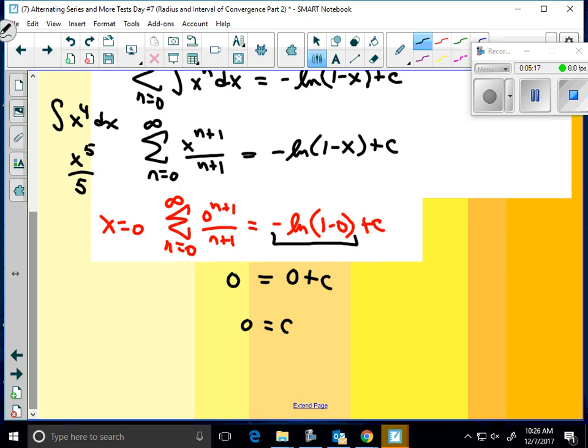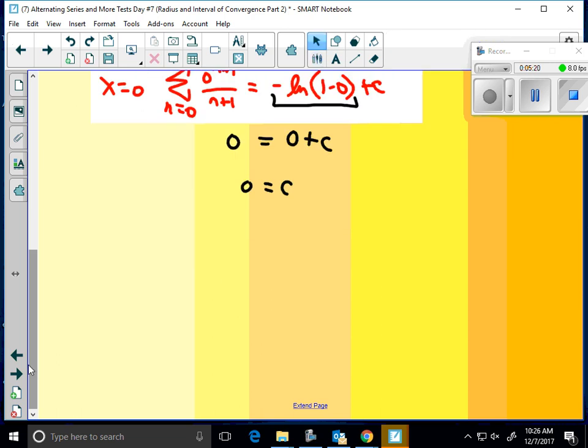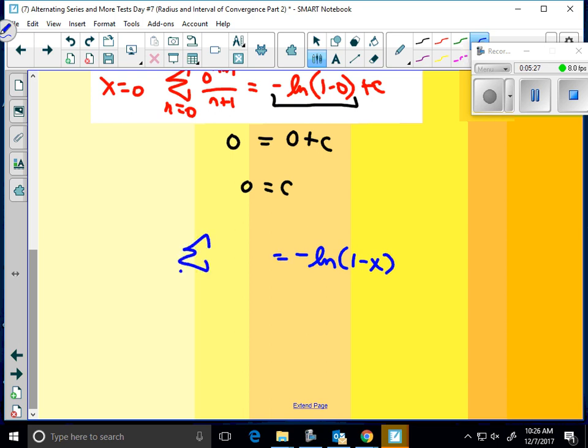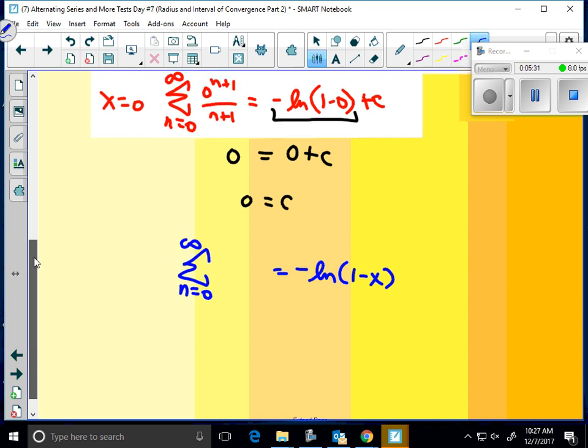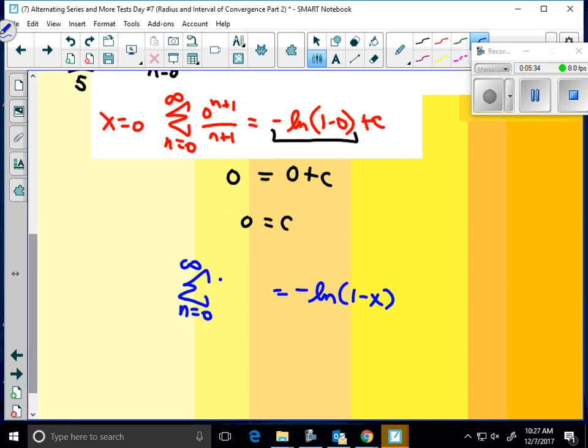So what we can say is that the power series representation of negative natural log of 1 minus x would be equal to the series n equals 0 to infinity of x to the n plus 1 over n plus 1. It's amazing. We can estimate the natural log of any number based on that series. Further out we go with that series, the more accurate we'll be. Whew, sweet. So could I estimate the natural log of 2? Sure.